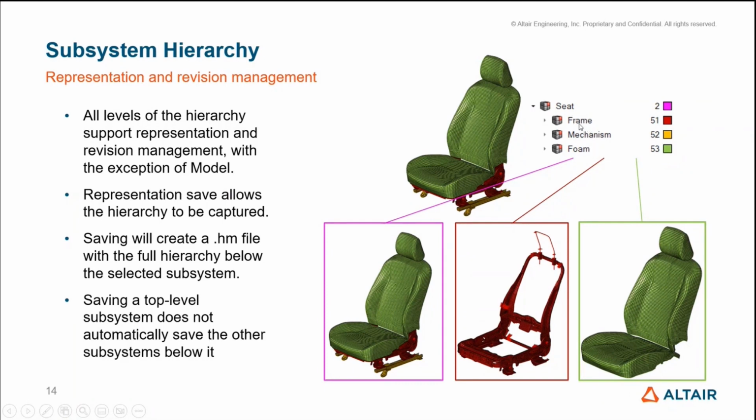So you can treat the representation and revision management as though you can revision all of these independently. If you want to make a change just to the frame, you can do so. If you want to make a change just to the foam, you can do so. You don't require, because you make a change to the foam, to revision all of these different subsystems. So they all can be treated independently, and they can also all be rolled up into this top level subsystem, and that can own all of the revisions of the whole hierarchy.